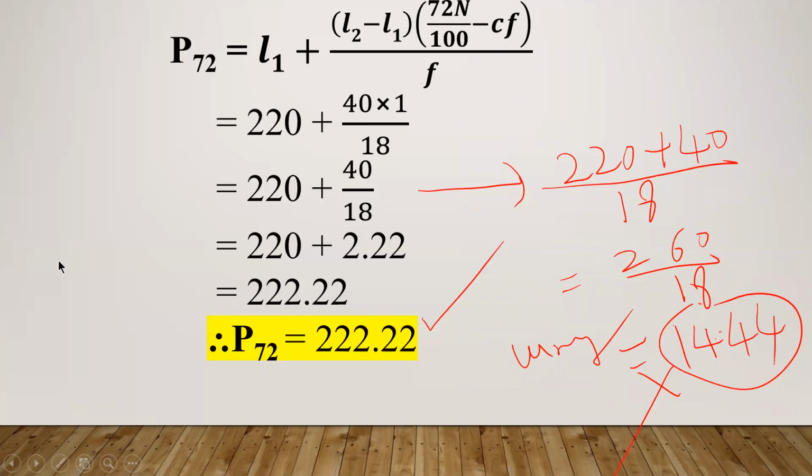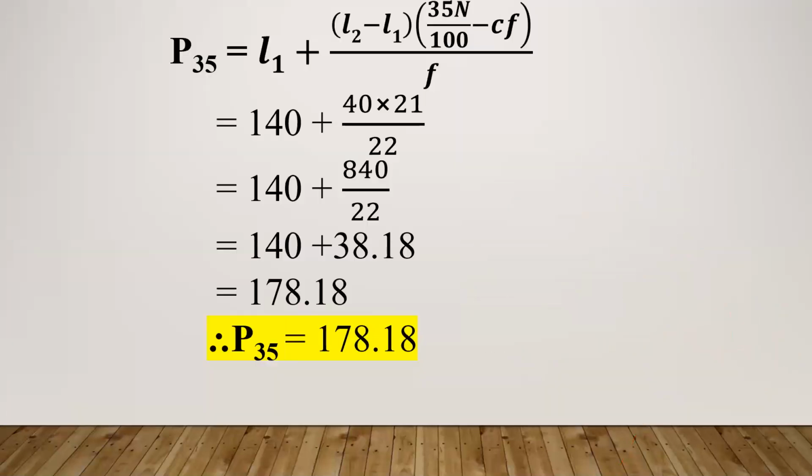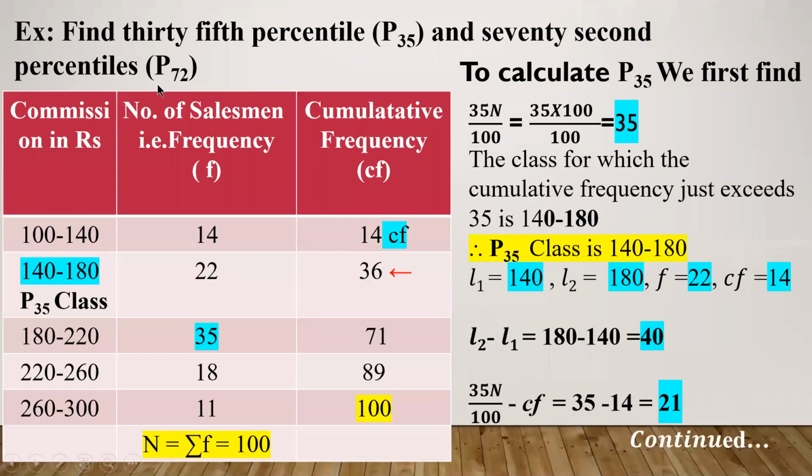So you cannot do this division up to here. You have to simplify this. Look at the formula. This division is not up to here, it is only for this. So don't make this type of mistake. This is how we have seen how to find the percentiles. In the problem, I have calculated only two percentiles, P35 and P72. The method is the same. You can find any percentile.